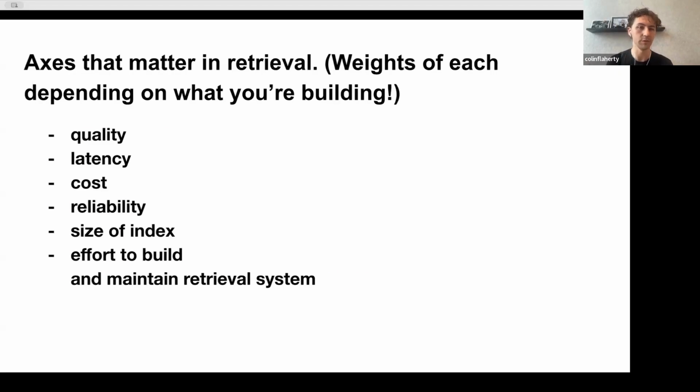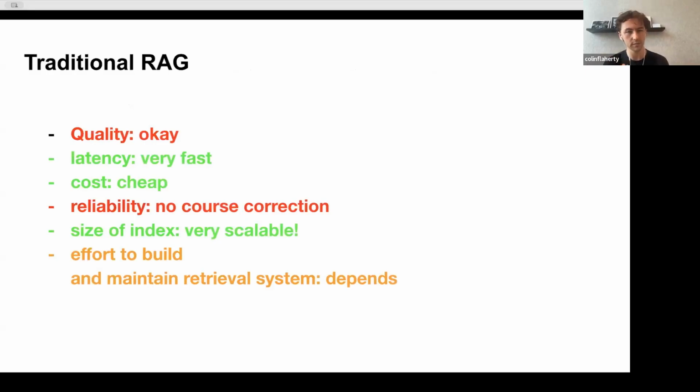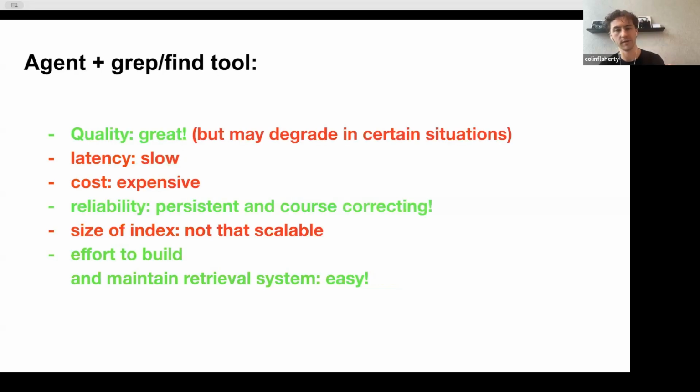So we look at some examples of some different kind of configurations of systems. Traditional retrieval, it's okay quality, it's really fast, it's really cheap. The reliability isn't great because there's no course correction, but it's super scalable and it depends on the effort to build and maintain it. The main factor here is, I think, whether or not you're training your own embedding models.